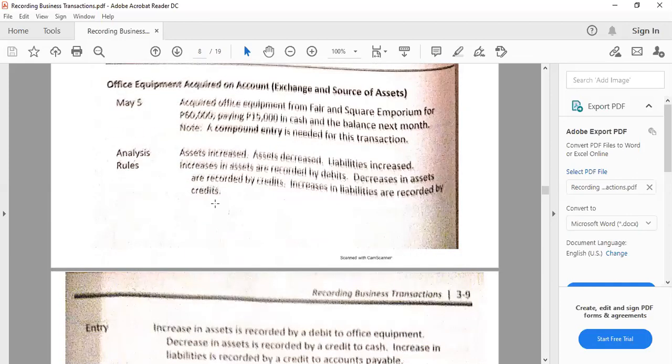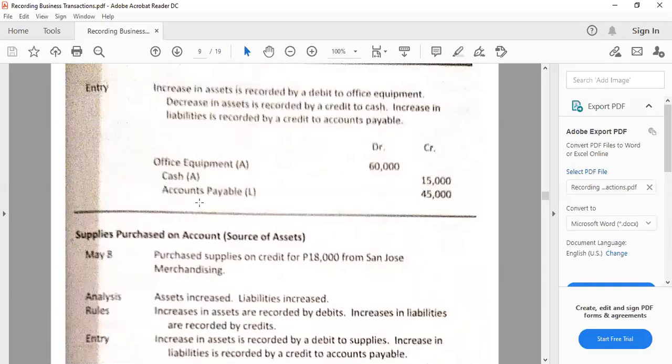Then this one is acquisition of office equipment on account. So we debit, of course, the office equipment that is received, credit the payment of cash 15,000 and the balance, accounts payable 45,000. Explanation: to record purchase of office equipment in cash and on account. Or we can simply write to record acquisition or purchase of office equipment.